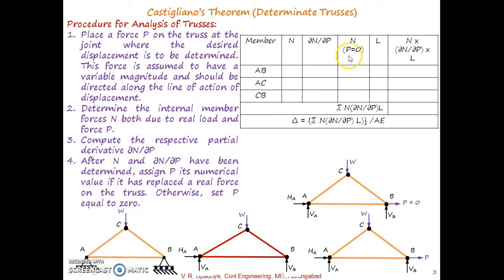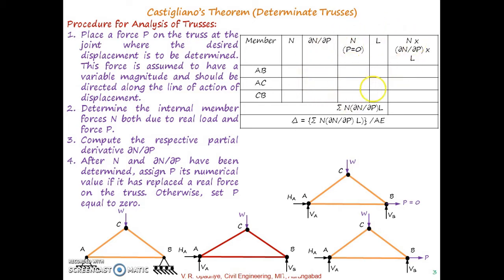So if P is not existing, then we will be putting P as 0, and if at the position of P there is an existing force, a real load, then that value will be substituted at this position, and again we will be calculating the internal member forces.